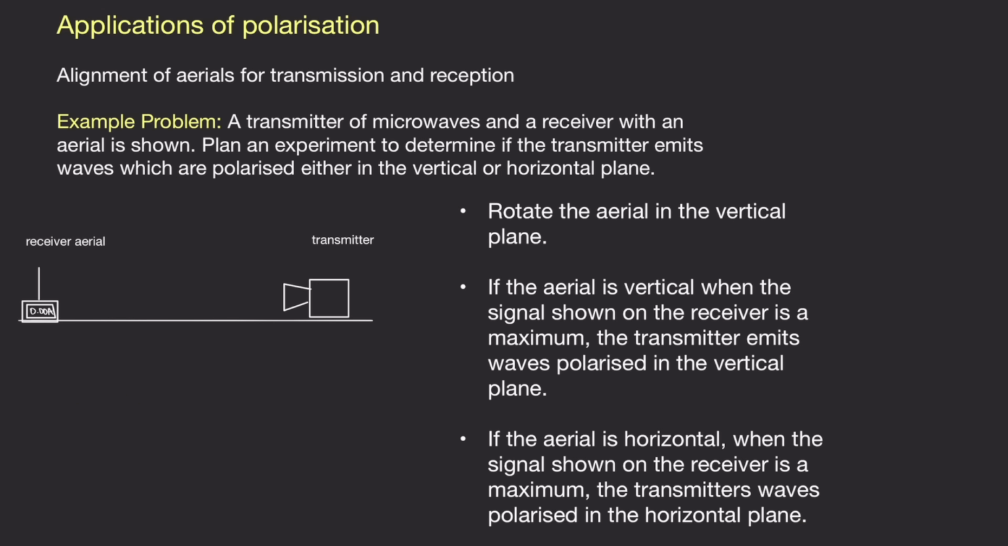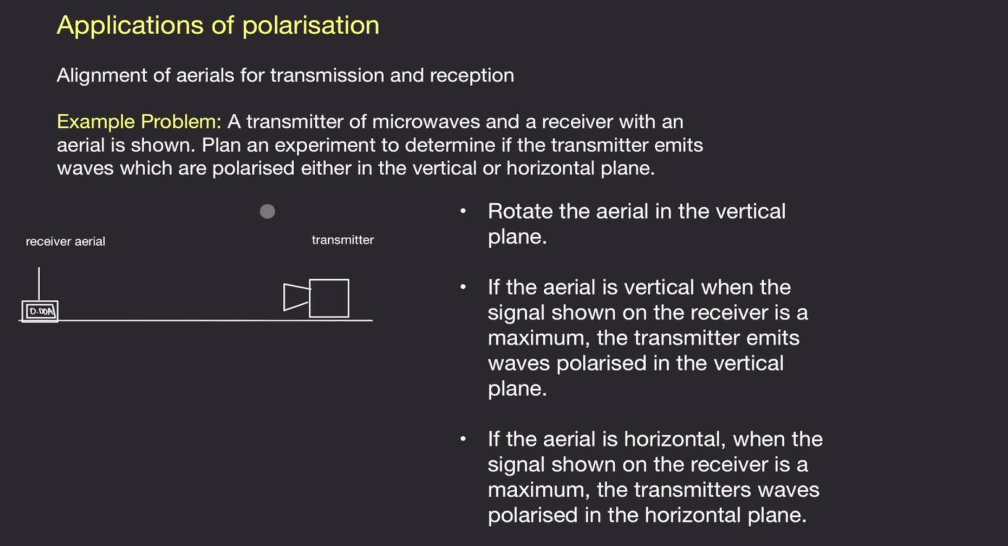A different application of polarization is to be found in aerials for transmission and reception. Let's have a look at an example problem. We've got a transmitter of microwaves, there it is, and a receiver with an aerial which is shown. And we need to plan an experiment to determine if the transmitter emits waves which are polarized either in the vertical or the horizontal plane.